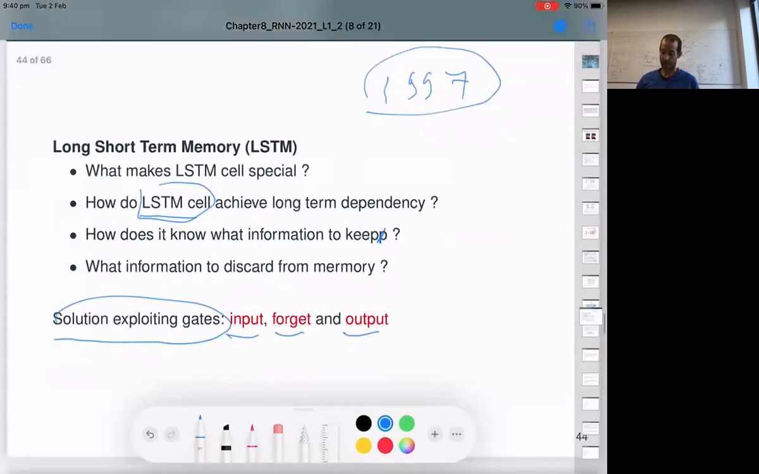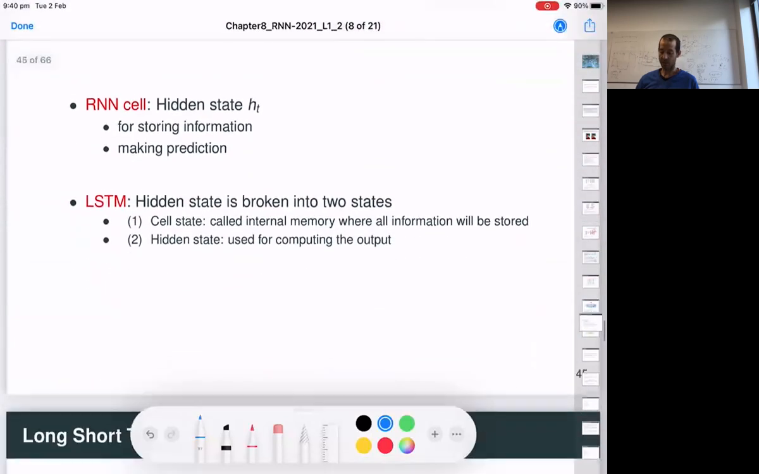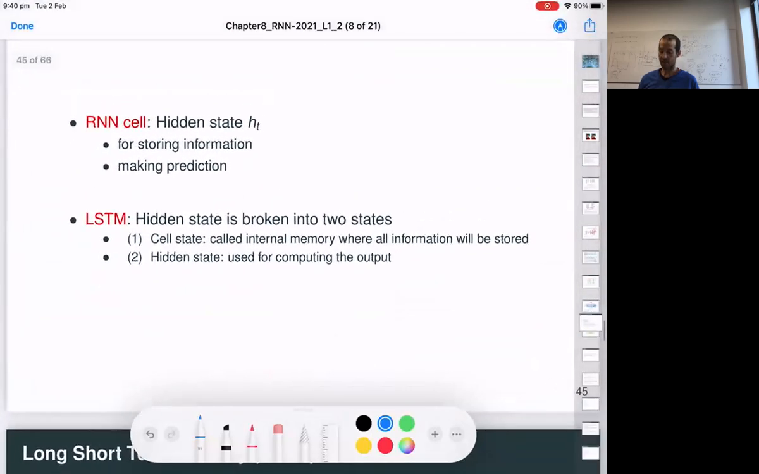I can see that I'm very slow. I have so many things to say, so I will go a bit faster. So the RNN cell: we have seen that there is a hidden state, which I call HT or AT, for storing information and making predictions. We have two tasks with the hidden state.